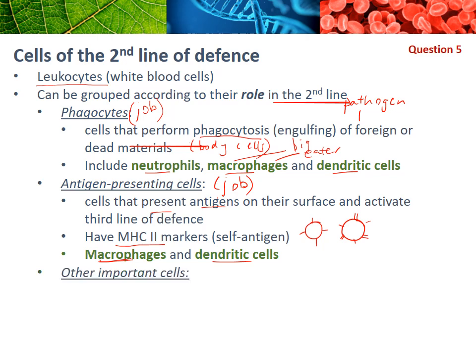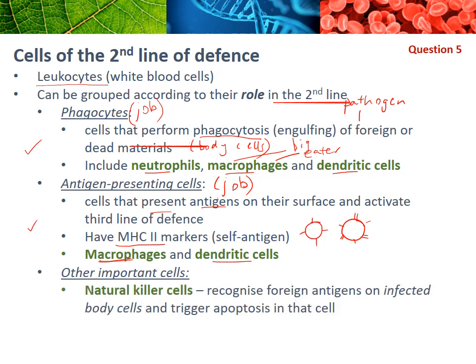The other kind of important cells in this, I've put them as other because they're not phagocytes and they're not antigen presenting cells, are natural killer cells. And as the name suggests, they kill things. So they recognize foreign antigens on an infected body cell, and they tell that cell to apoptose.